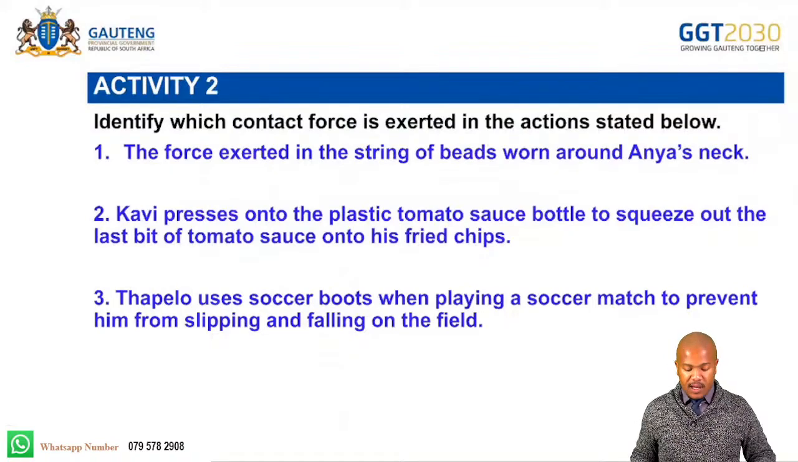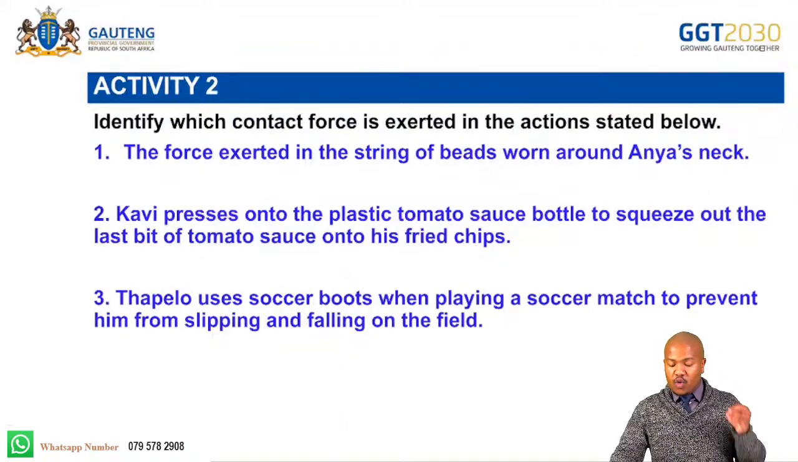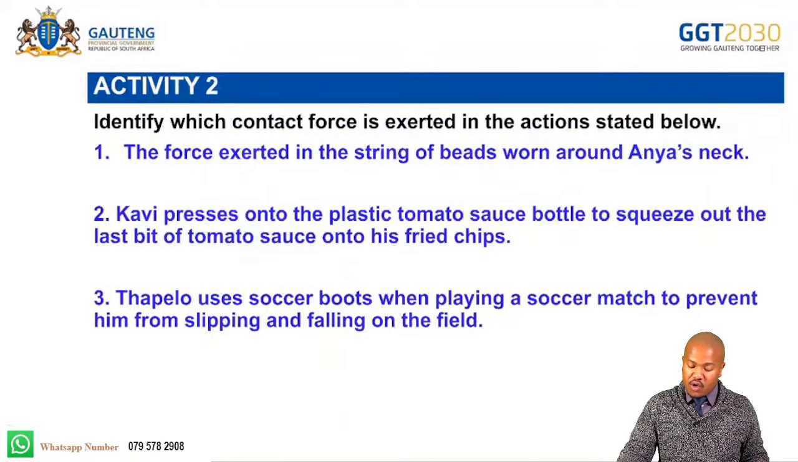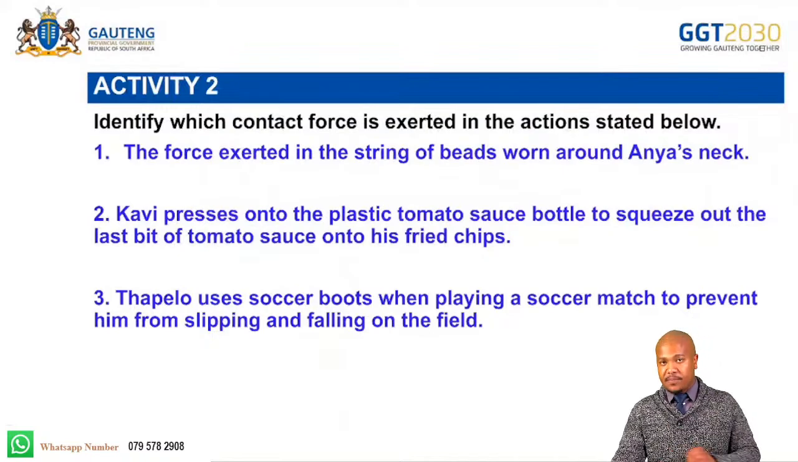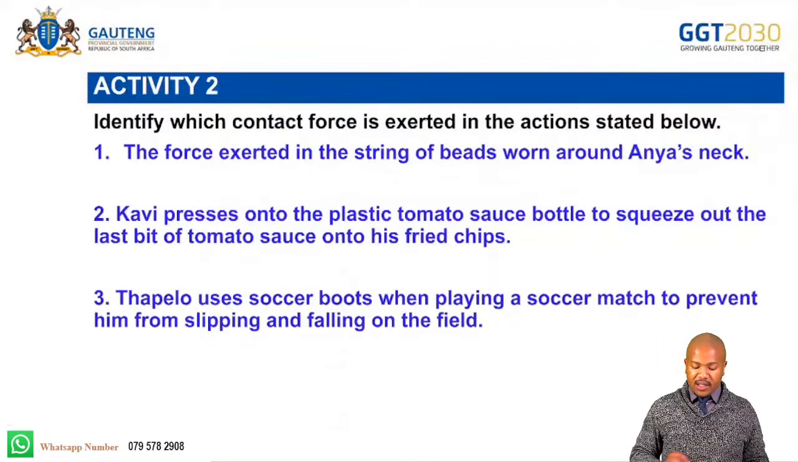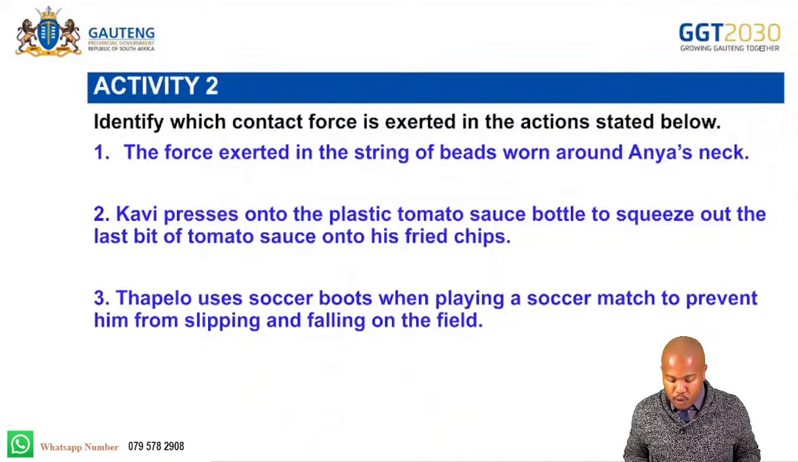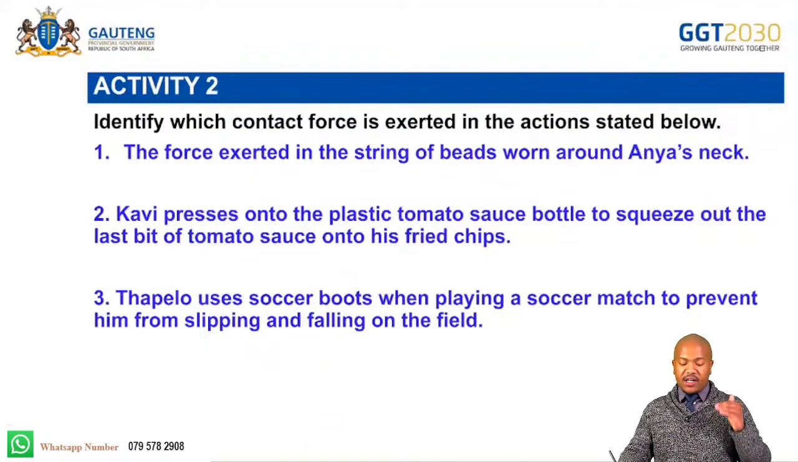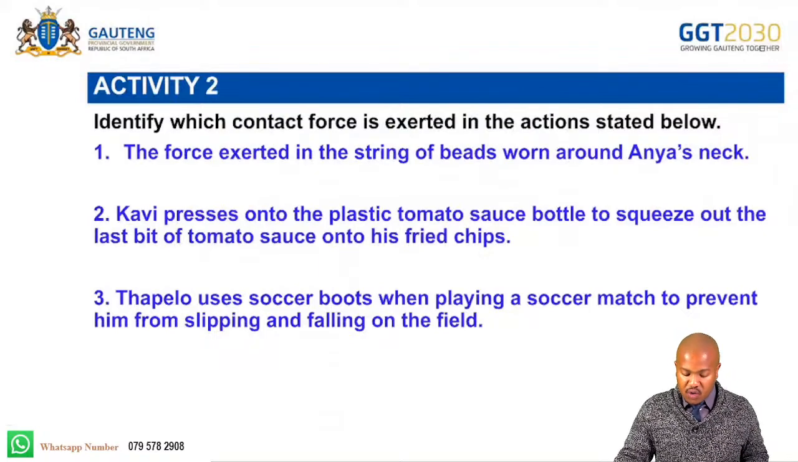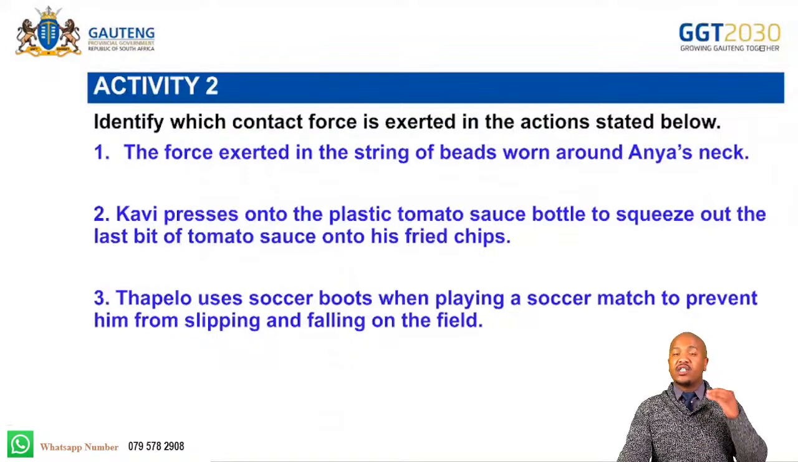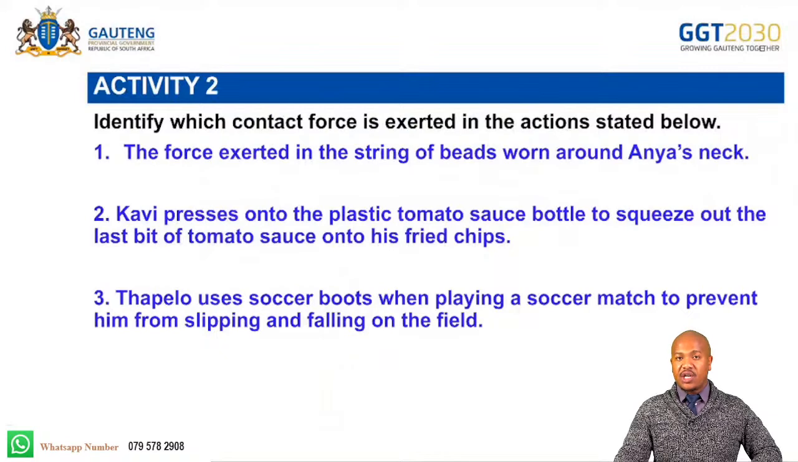Number 2, Kavi presses onto the plastic tomato sauce bottle to squeeze out the last bit of tomato sauce onto his fried chips. Then number 3, Tapelo uses soccer boots when playing a soccer match to prevent him from slipping and falling on the field, right? So simply tell us which type of contact force is in the statements listed below, right? I'm going to give you 4 minutes quickly to complete this activity. Then after that, we shall mark together.